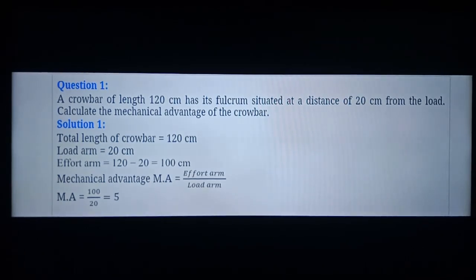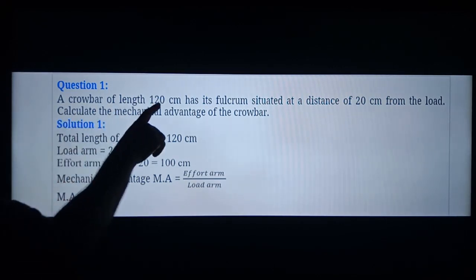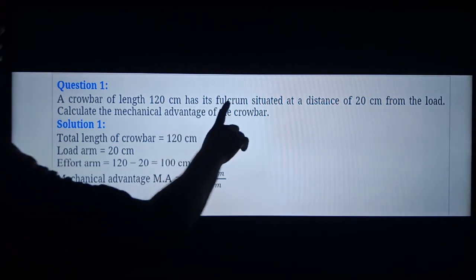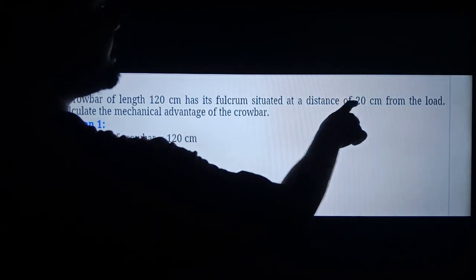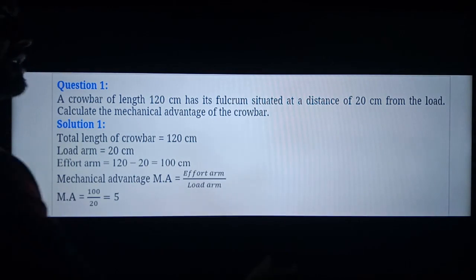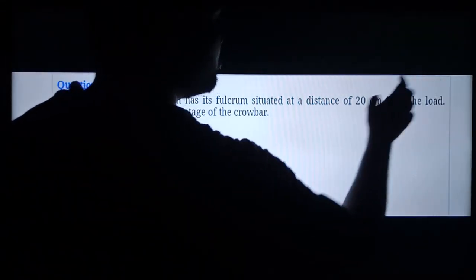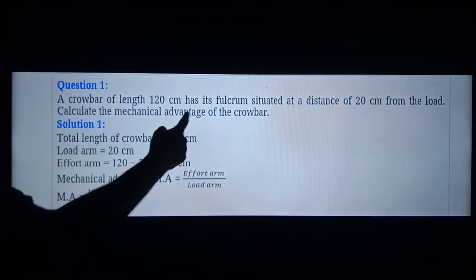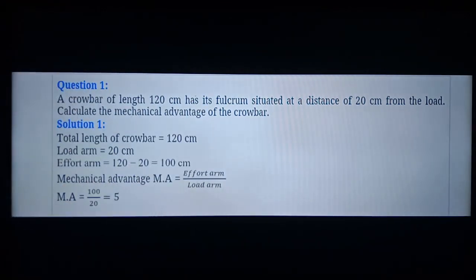So today we will learn some numericals of machines. Let's see the first question. A crowbar of length 120 centimeter, which is a class first lever, has its fulcrum situated at a distance of 20 centimeter. So this is the position of the fulcrum from the load, so it is actually the load arm. Calculate the mechanical advantage of the crowbar. So we have to find out the mechanical advantage.